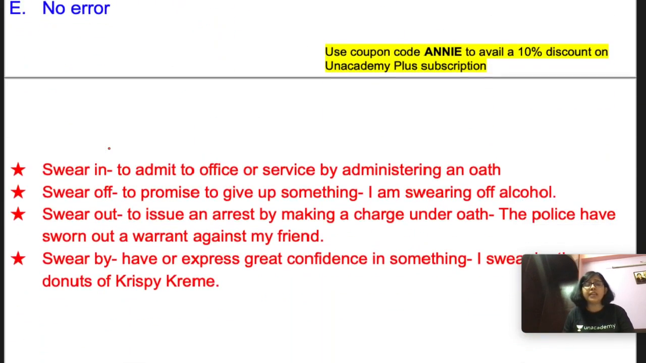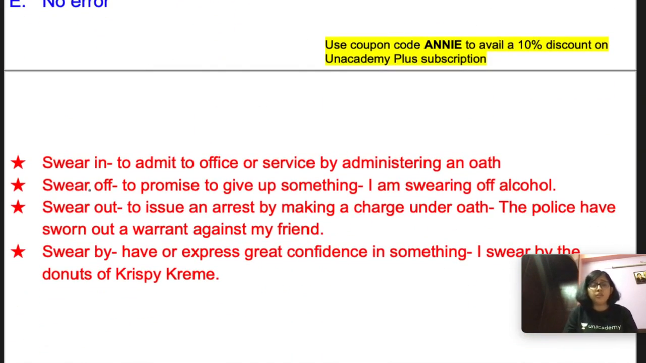Now, what is the meaning of swear off? Swear off means to promise to give up something, to surrender something, to end something. When you promise to quit something, it is called swear off. I am swearing off alcohol, which means I am promising to give up alcohol.